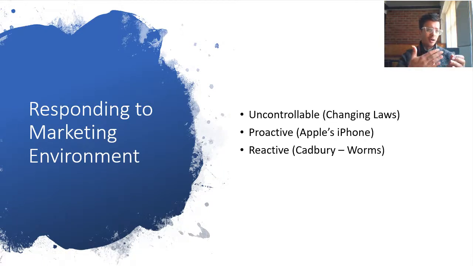So these are three ways to react to any marketing environment factors. If you can't change them, they are uncontrollable, and you have to work according to them. If you can see something before it happens, you can be proactive and change it. Or if something has happened, you can look back at it and see how it can be rectified and be reactive towards it.